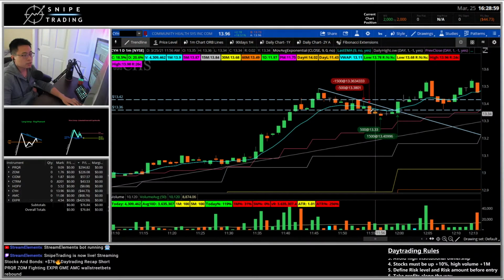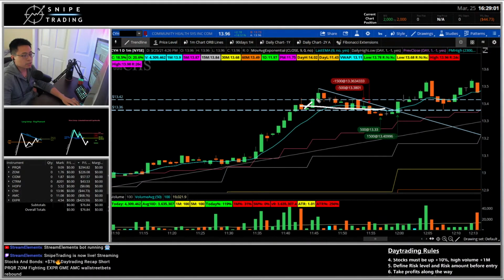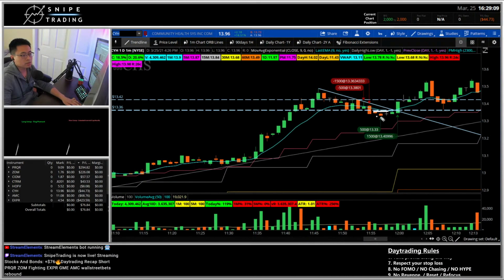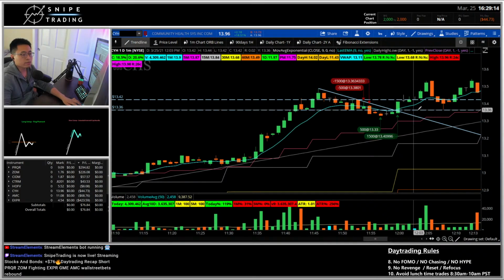CYH. So this one had an inverted cup and handle forming, looking for that 5-minute test, didn't really get it. Had some opportunity to take either profits or a little bit of profit here, but ended up squeezing me out here for a $44 loss.